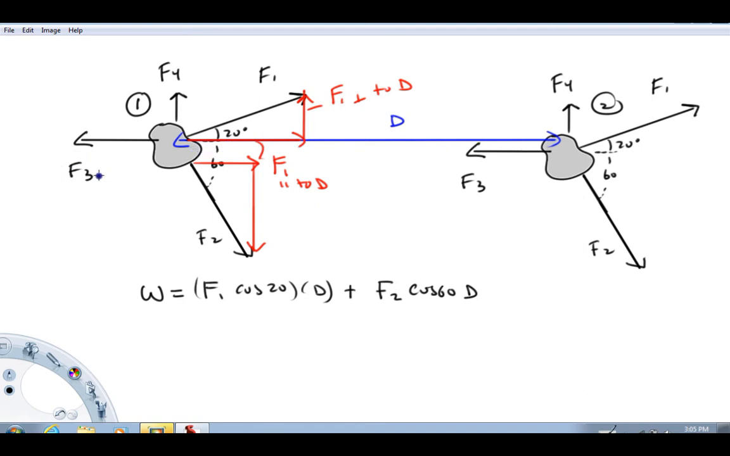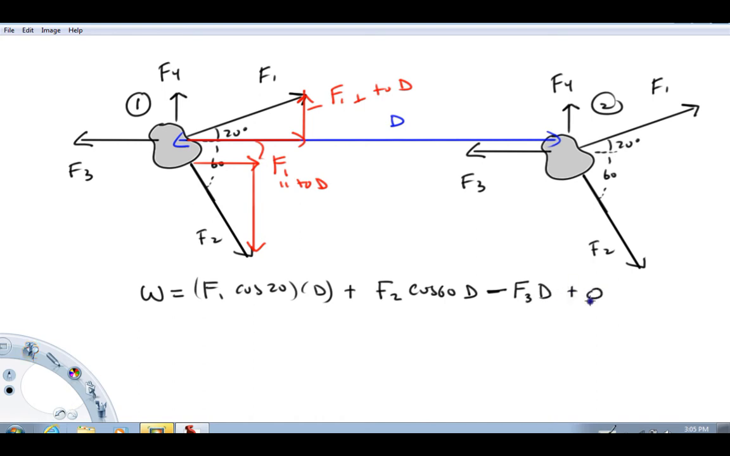Right. F3, work done by F3. Well, F3 we don't really have to worry about components. It's parallel to the motion, but F3 points to the left and this object is moving to the right. That makes that work term negative. Then we're going to have just minus F3 times D. F4. F4 makes a right angle to the motion the entire time, so F4 doesn't do any work. I'll go ahead and just put 0.